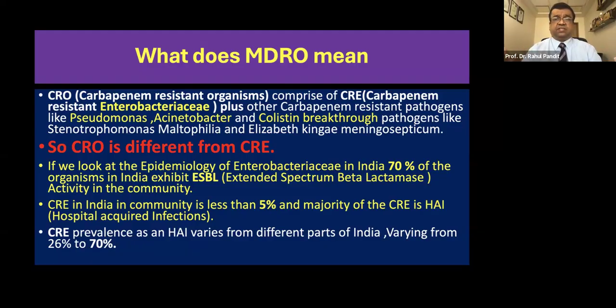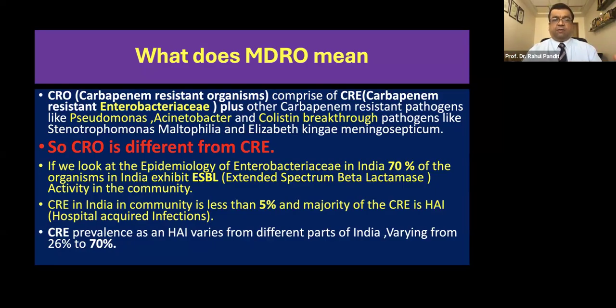So you've got carbapenem resistant Enterobacteriaceae, which is E. coli and Klebsiella predominantly. Then you've got some carbapenem resistant pathogens, like non-fermenting organisms like Pseudomonas and Acinetobacter. And then you've got colistin breakthrough pathogens like Stenotrophomonas and Elizabethkingia. I think this spectrum of organisms really represents the MDR bugs which we get in our hospital, also what we call hospital-acquired infection. So CRO is different from CRE.